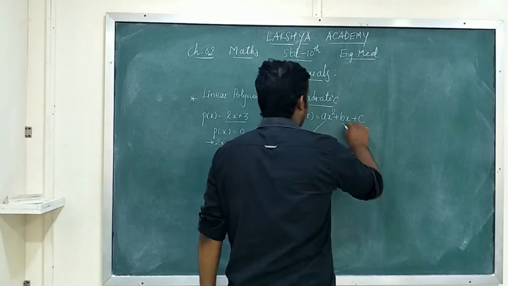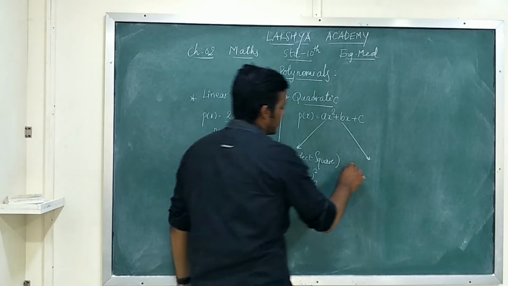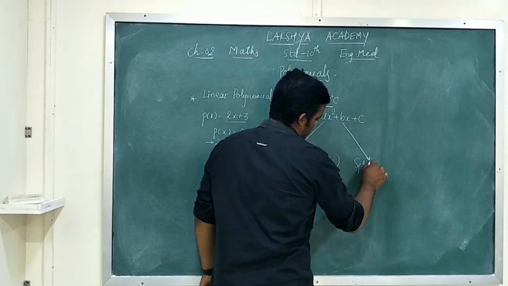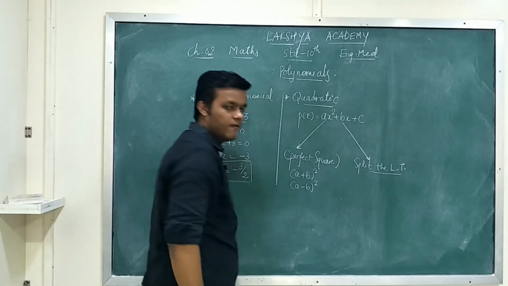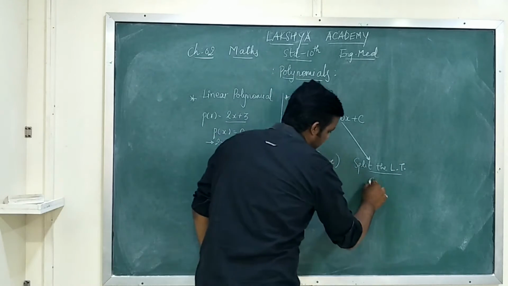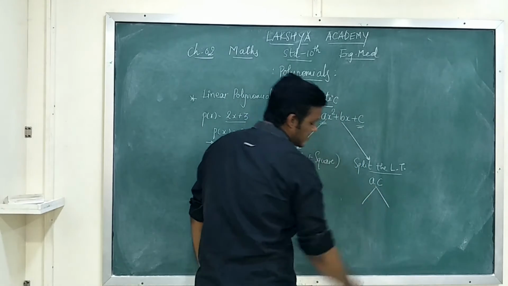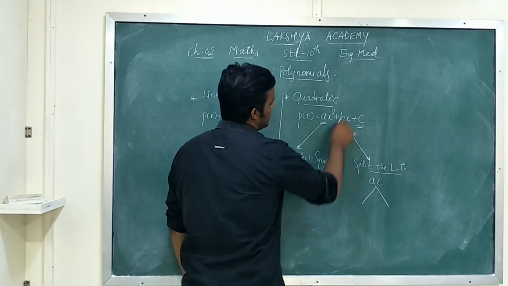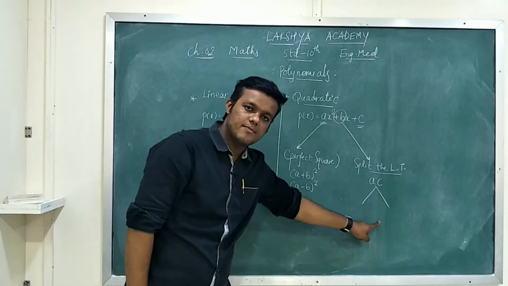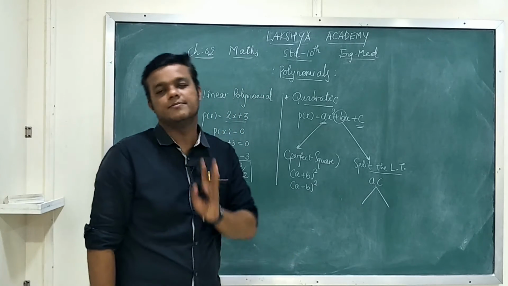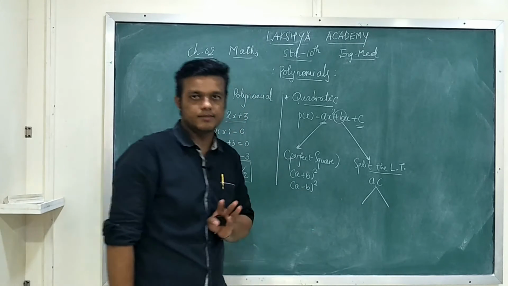Now, if it is not a perfect square, then we can solve it by splitting the last term. Where you have to multiply a and c, and you have to split that ac to get b. Got it? We will see this type of example and this type of example as well. So you will get the idea of both methods, right?